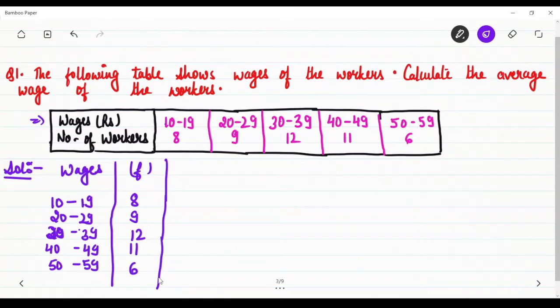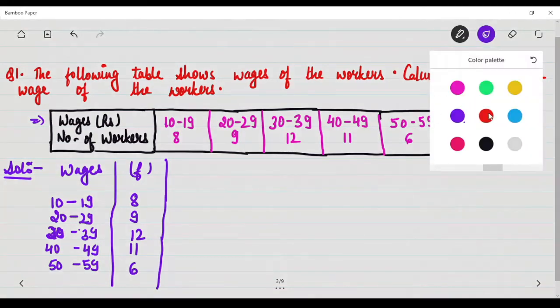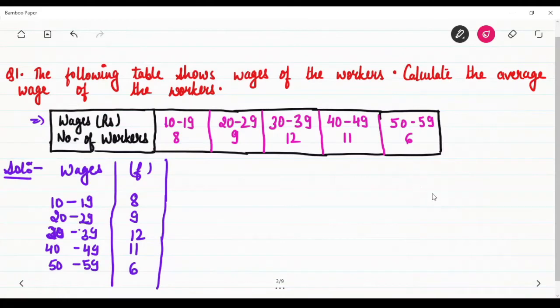So what we do in the continuous series, first we need to write down the formula that we need to calculate this question, and it is mean equals assumed mean plus sigma fd dash upon sigma f into c. So I am using the step deviation method in order to make you guys revise what our step deviation method was. So first we need to calculate m, right?